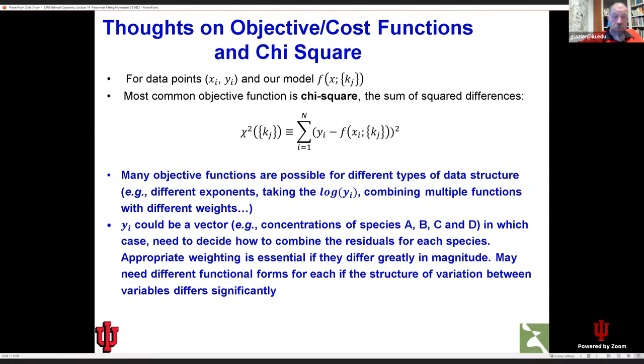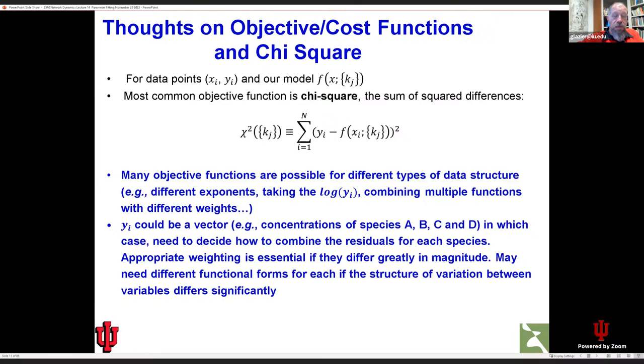If you have a single variable, then your chi-squared is just the sum over that one variable minus the vector of the predicted values. If you have five variables, chemical species A, B, C, D, and E, the simplest thing to do might be to add the squares of the errors for each one independently. That only makes sense if the numerical values of each one are about the same.